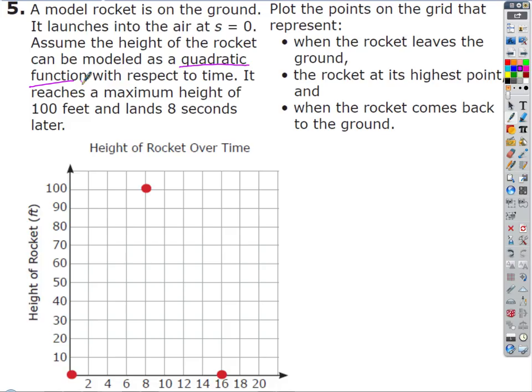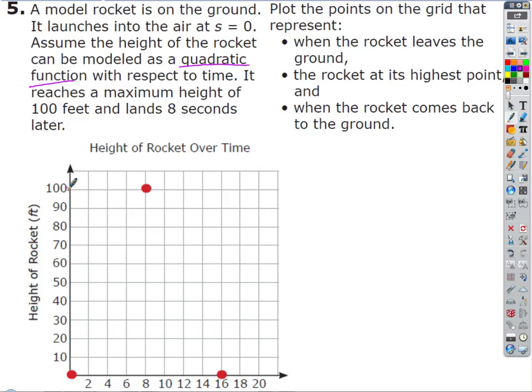Now look what they tell us here. It reaches a maximum height of 100 feet. So we know that the vertex is going to have a y value of 100, isn't it? Because that's going to be the maximum. And it lands 8 seconds after reaching its maximum height. So if it took 8 seconds for the rocket to go from its highest point to the ground, right? How long did it take to go from the ground up to its highest point? It's got to be 8, doesn't it? Because it's symmetrical. It's a parabola, right?